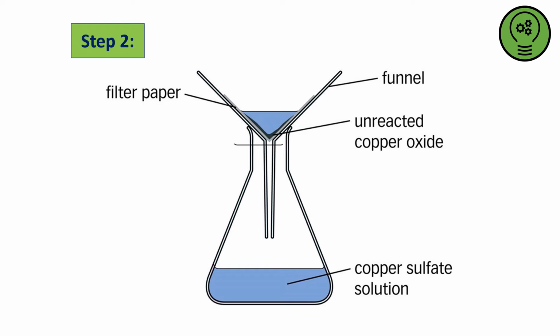As you can see there on the diagram, we are filtering this mixture of the reacted copper sulfate solution. So that's copper sulfate and water, and that's why it's a liquid. The copper sulfate crystals are dissolved in the water. So that goes through into the conical flask. And the copper oxide is a powder. It's a solid, so it can't go through the filter paper and it's stuck in the funnel or in the filter paper. And that's step 2.